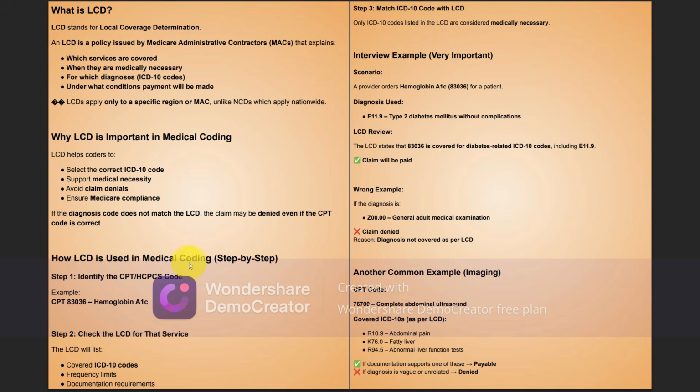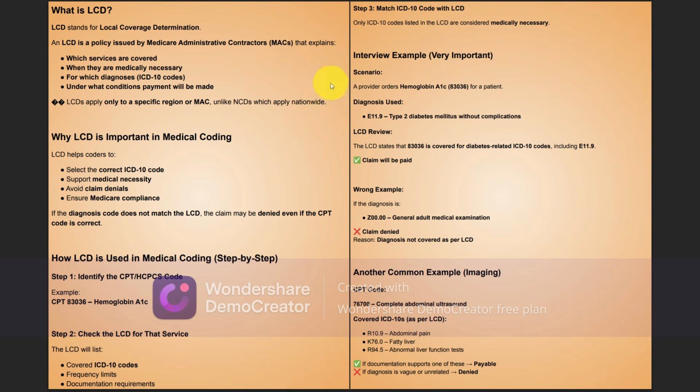How is LCD used in Medicare coding? Step by step, we'll try to understand. Step 1, identify the CPT or HCPCS code. Example: 83036 hemoglobin A1C. Step 2, check the LCD for the service: LCD list, covered ICD list, frequency limit, documentation requirement. Step 3, match the ICD code from the LCD list. Only ICD codes listed in the LCD are considered medical necessity.